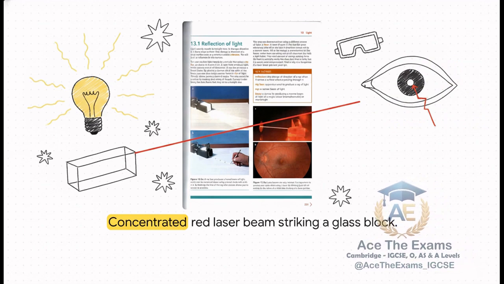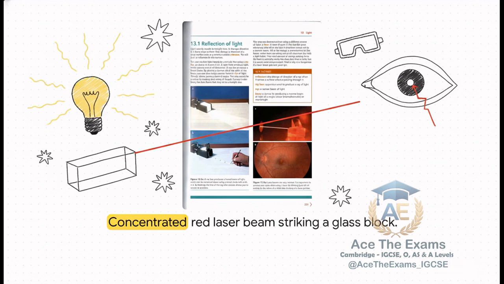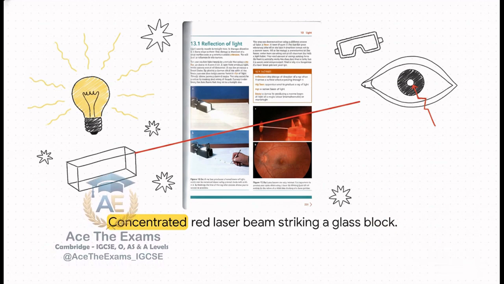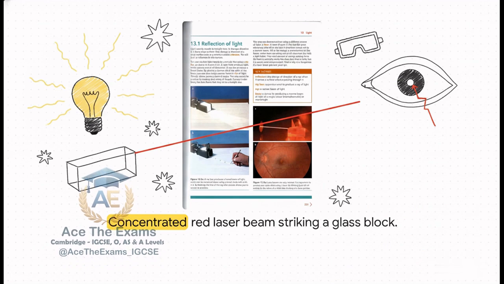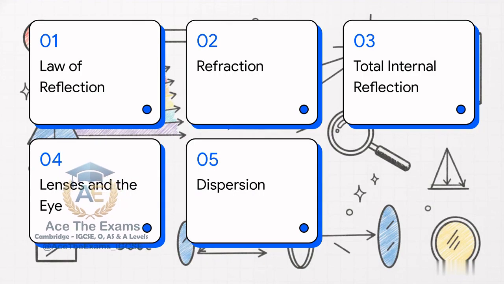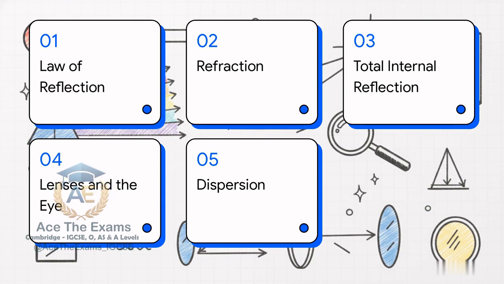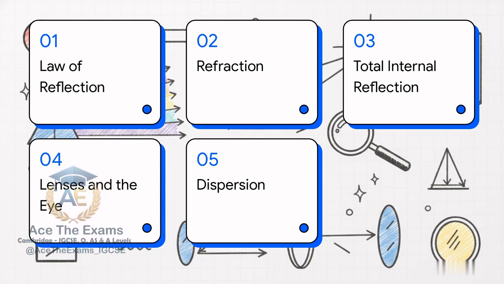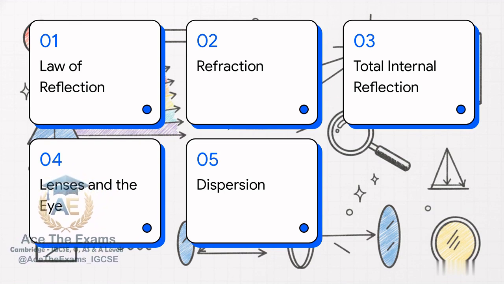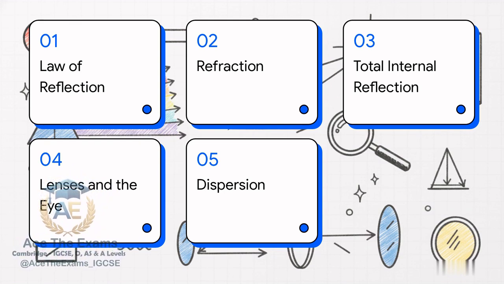Because all of that energy is concentrated into one intense, narrow path rather than spreading out, it lets us clearly trace its exact journey. Oh, and as a quick aside, it's also exactly why you must always protect your eyes and never look directly into a laser pointer. That concentrated energy is no joke. It can easily scar your retina. To demystify light's complex behaviors, we're going to explore 5 key phenomena today: the law of reflection, refraction, total internal reflection, lenses and the eye, and we'll wrap up with dispersion.